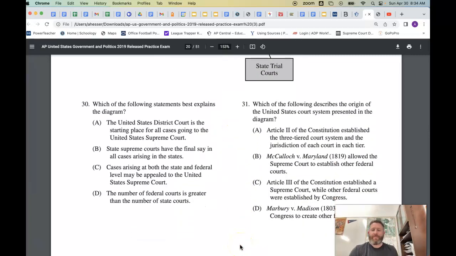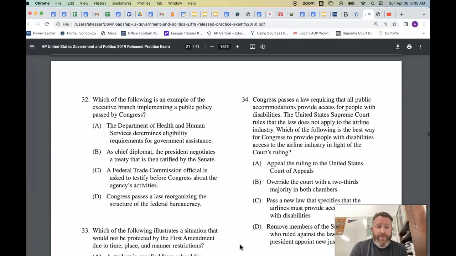31. Which of the following describes the origin of the United States court system presented in the diagram? Well, where do they say what courts should be set up? In the Constitution. Is it Article 2? No, because you know that Article 2 is about the executive branch. It is Article 3 about the judiciary. C. 32. Which of the following is an example of the executive branch implementing a public policy passed by Congress?